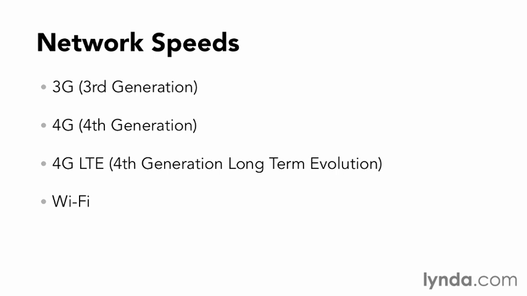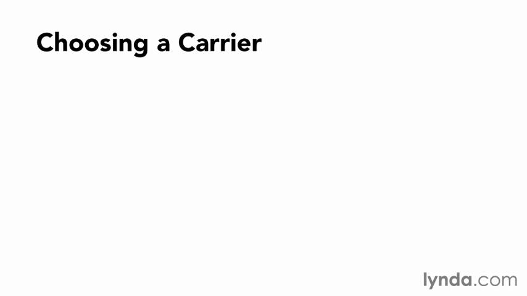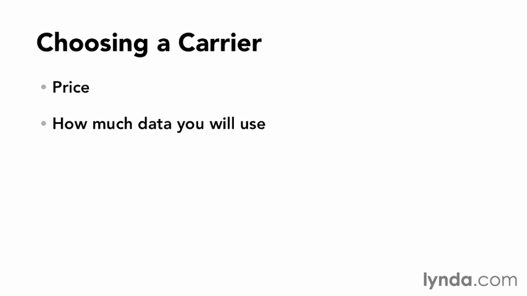Tablets with built-in 4G have the ability to choose whether you want to use Wi-Fi, which doesn't incur any cellular costs, or cellular. When you're choosing a carrier, think first about price. It's going to be important. Every carrier has a different price for different amounts of data that you can use per month. Now, when you're making that decision, you also need to know how much you'll use the device in terms of how much your monthly data allowance is.